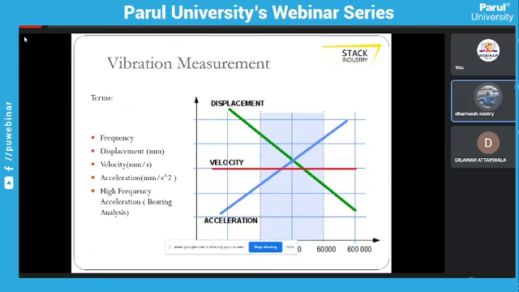Now the main thing is how to select the mode, whether displacement, velocity, or acceleration. In this case you have to see the plate on the pump or motor. They have given a plate on the pump or motor where you can easily find out the speed of it, and according to that we have to select whether displacement, velocity, or acceleration. So for vibration measurement, these are the few terms which you need to know.